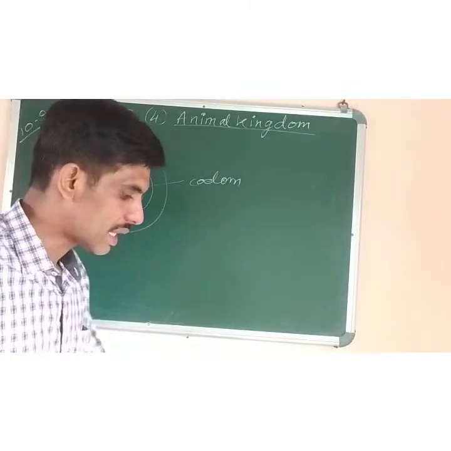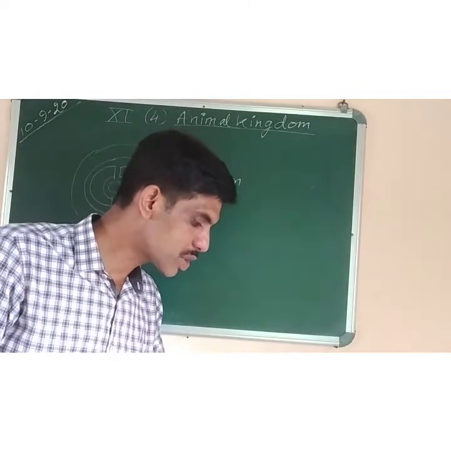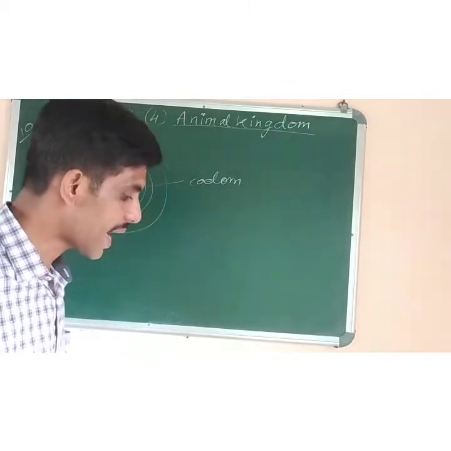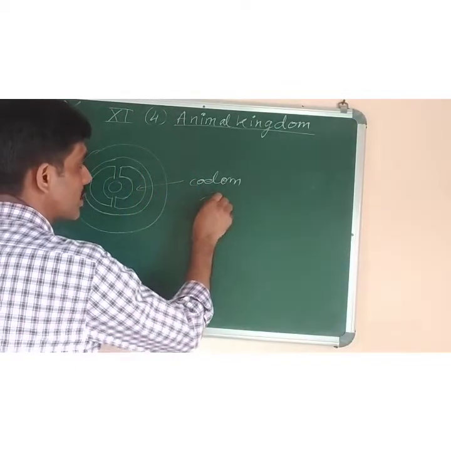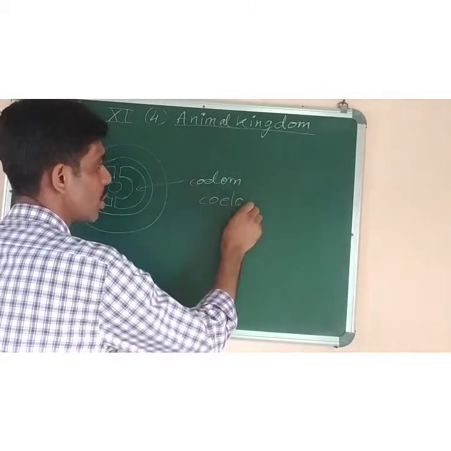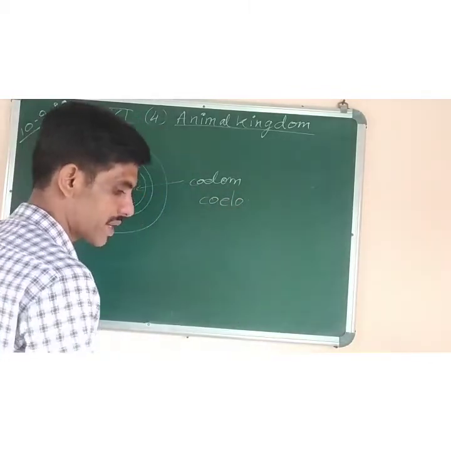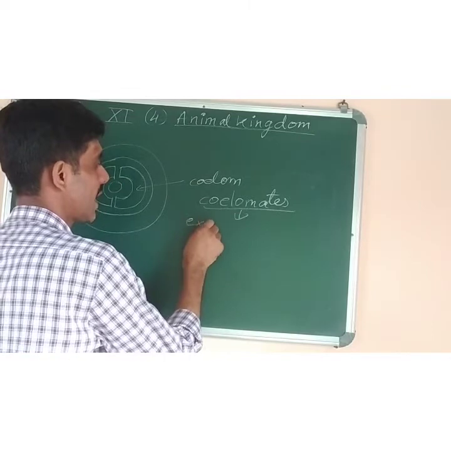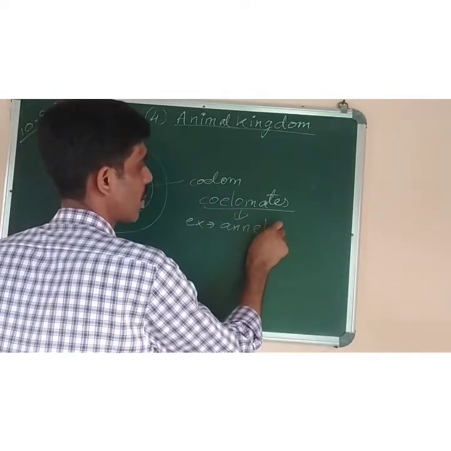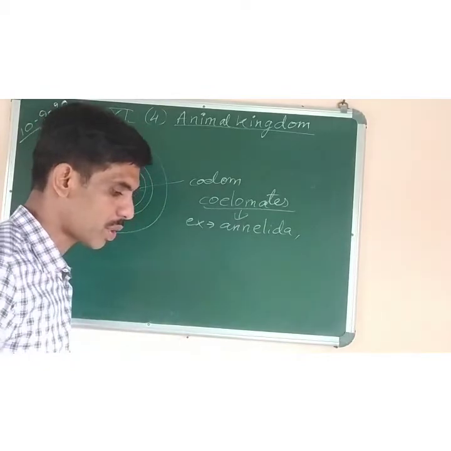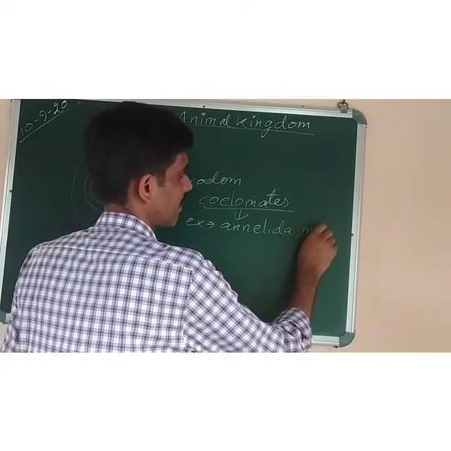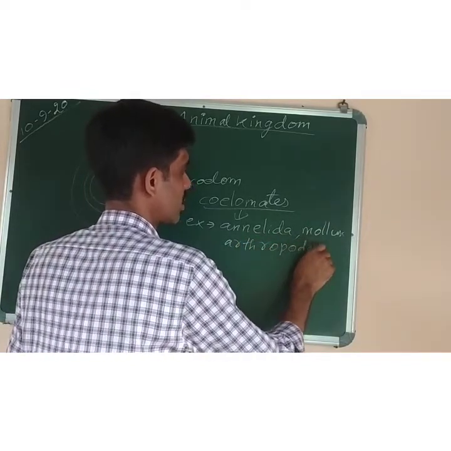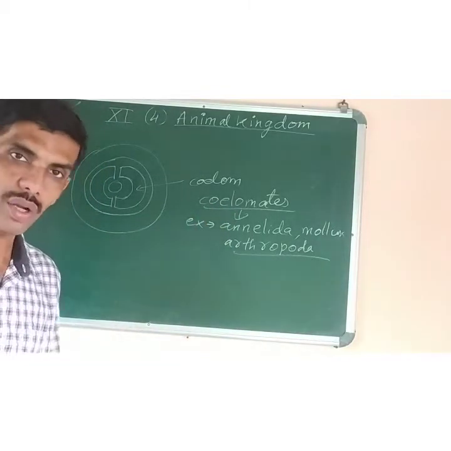So here you can see that the animals which have coelom are called coelomata or coelomates. Examples: Annelida, Mollusca and Arthropoda. So what are coelomates? The animals that possess coelom are called coelomates, and examples are Annelida, the one to which earthworm belongs, Arthropoda, Echinodermata, Mollusca. So these are the animals which have the body cavity or the coelom in it.